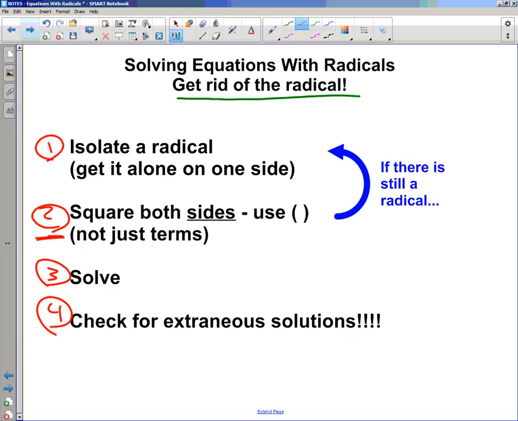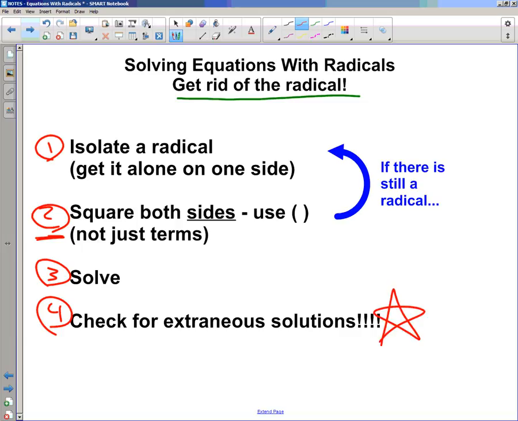Now you may still have radicals left, in which case you would need to go back and do step 1 and 2 again and again and again until you don't have any more radicals. Now, mostly in this course you're only going to see equations with 2 radicals in them at most, so you'll only have to repeat those 2 steps 2 times.